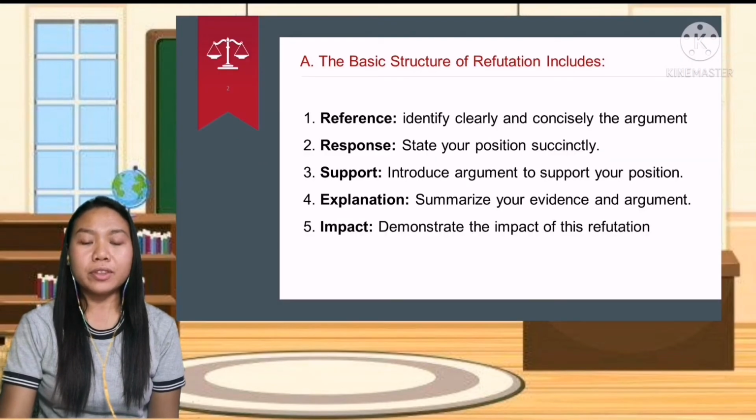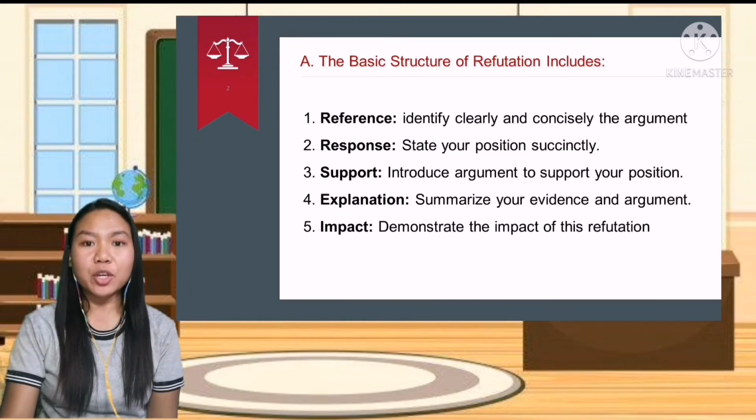The structure of refutation. The basic structure of refutation involves 5 distinct stages. Reference: identify clearly and concisely the argument you are attacking. Response: state your position succinctly. Support: introduce evidence and argument to support your position. Explanation: summarize your evidence and argument. Impact: demonstrate the impact of this refutation.